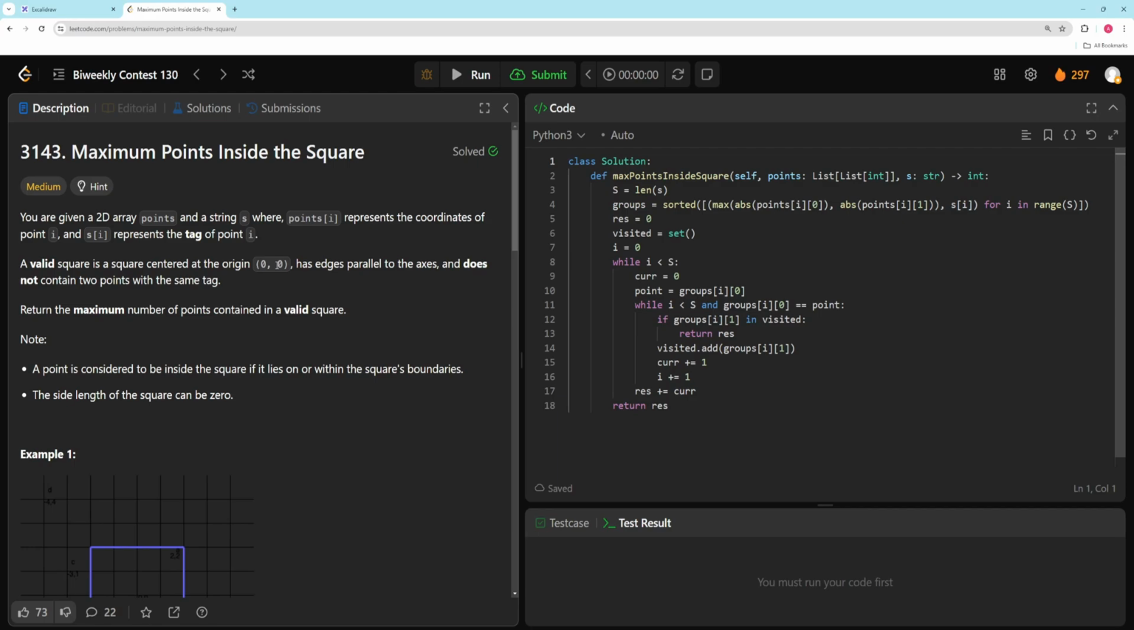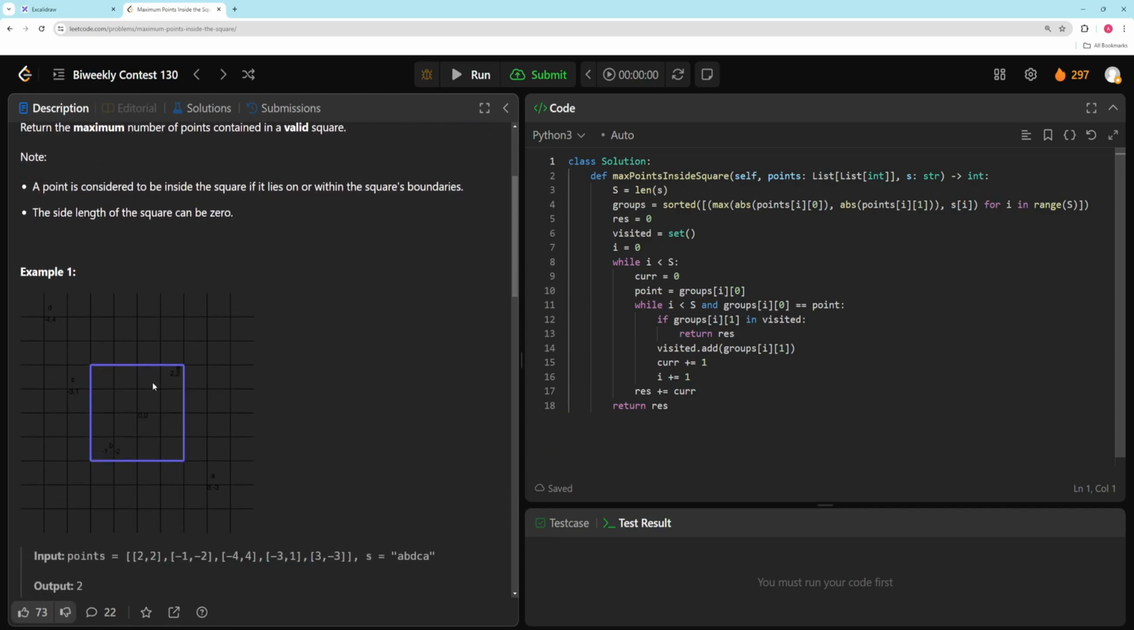A valid square is a square centered at (0, 0) that has edges parallel to the axis and does not contain 2 points with the same tag. Return the maximum number of points. And so a point is in the square if it lies on or within the square. The side length can be 0.